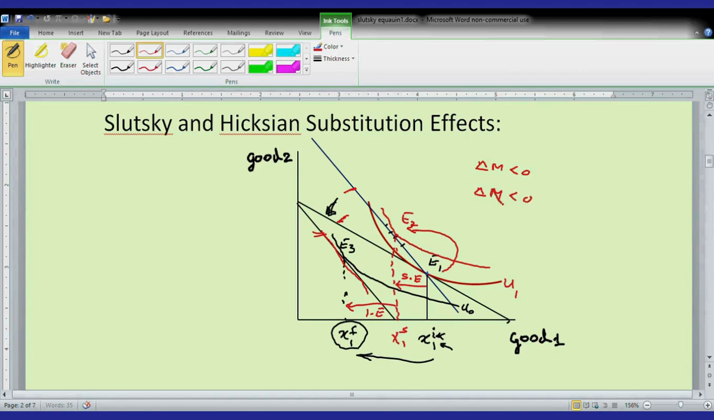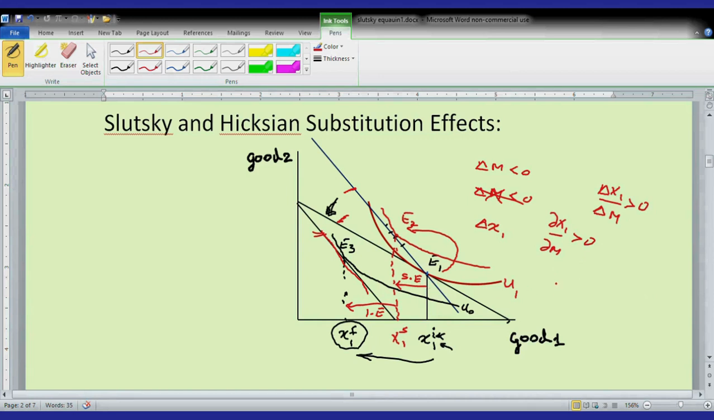Change in consumption of good one is less than zero, and this tells us that both changes have the same direction of motion. A decrease in income causes a decrease in consumption of good one, and this is like saying that dx1 divided by dm is greater than 0, or you could write it as delta x1 divided by delta m, because both numerator and denominator are negative, so the ratio will be greater than 0.